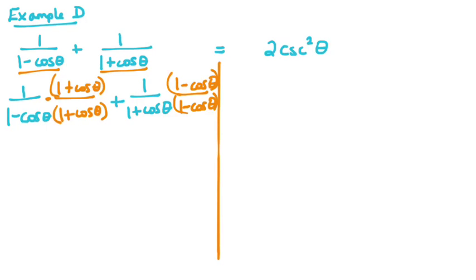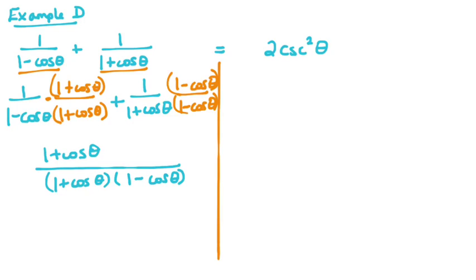So if we do that, as I add them together, I'm going to go ahead and make my denominator 1 plus cosine theta times 1 minus cosine theta. And then in the numerator, for my first fraction, I have 1 times 1 plus cosine theta, so that would just be 1 plus cosine theta, plus, and then for my second fraction, 1 minus cosine theta. So now let's see what we can do to simplify here.